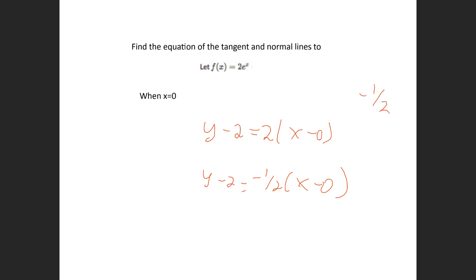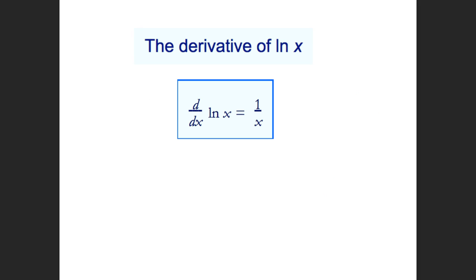How easy is that? I like these types of problems. As long as you understand the derivative, they're really pretty easy. Okay, now we have one last type of derivative. This is called the derivative of natural log. This is a natural log of x. So if I give you the derivative of natural log of x, your answer is just 1 over x.